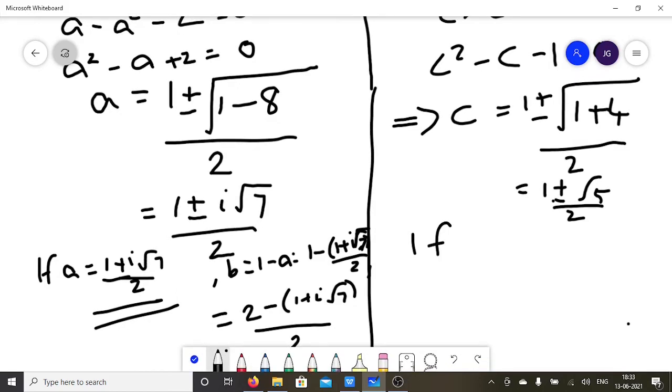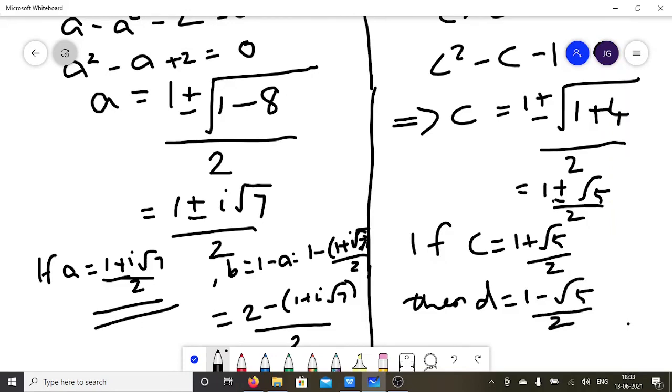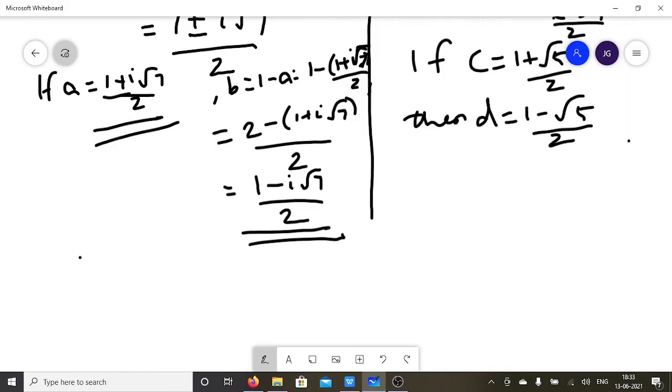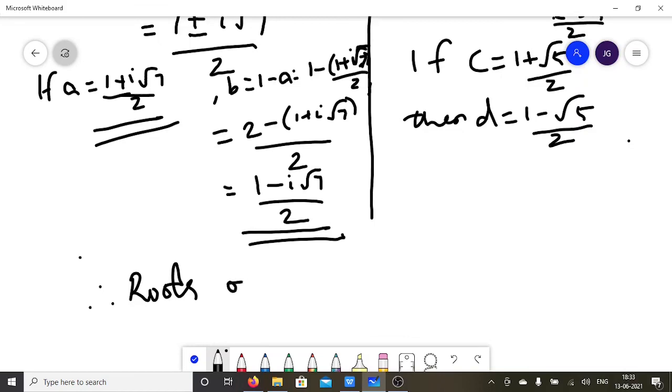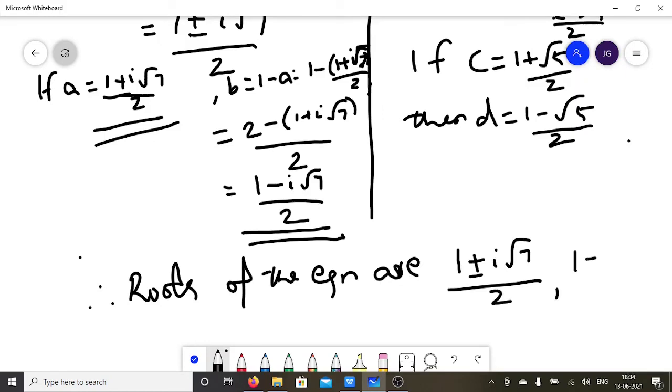If C equal to 1 plus root 5 by 2, then D is equal to 1 minus root 5 by 2, by the same arguments. So they occur in conjugate pairs. Therefore the roots of the equation are 1 plus or minus i root 7 by 2 and 1 plus or minus root 5 by 2.